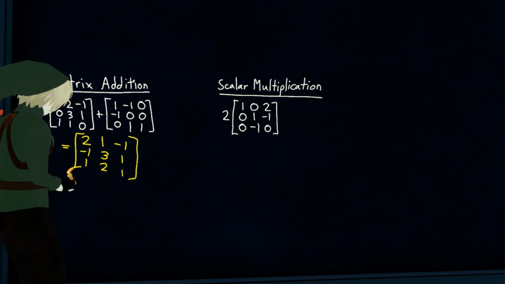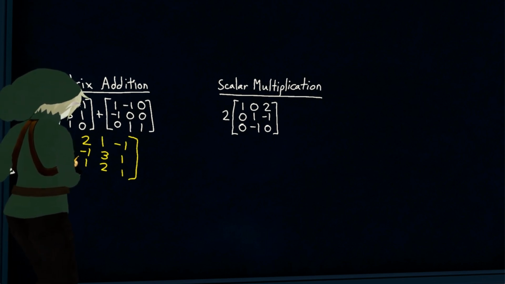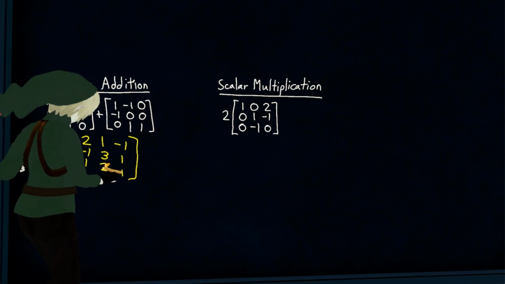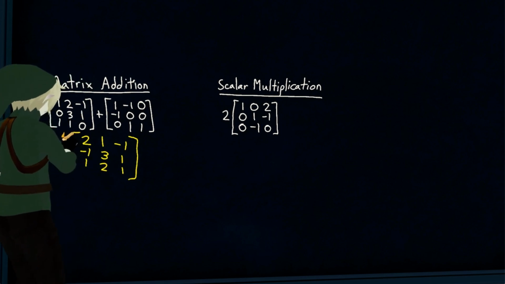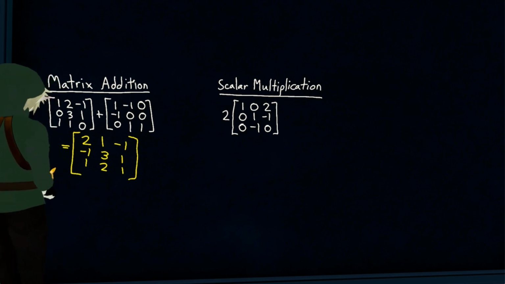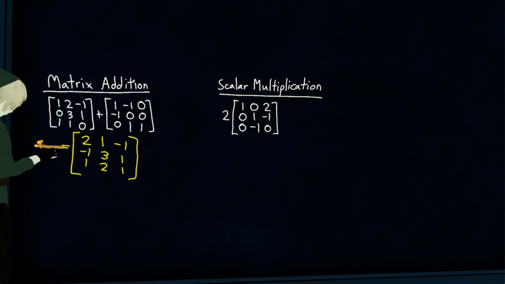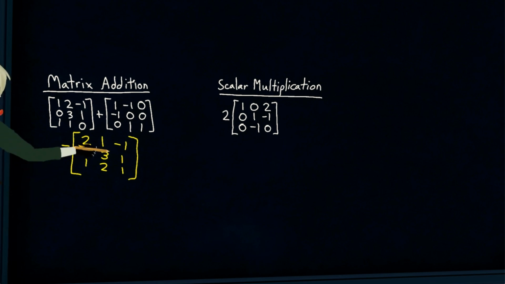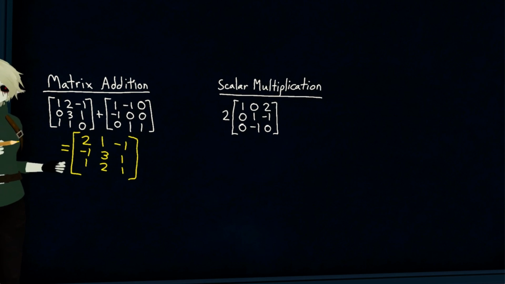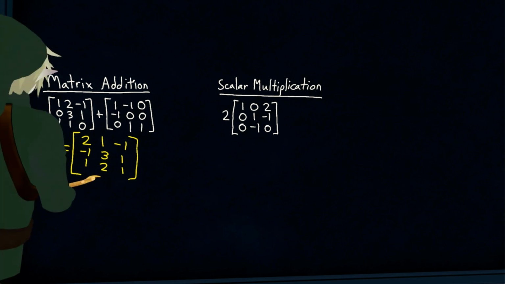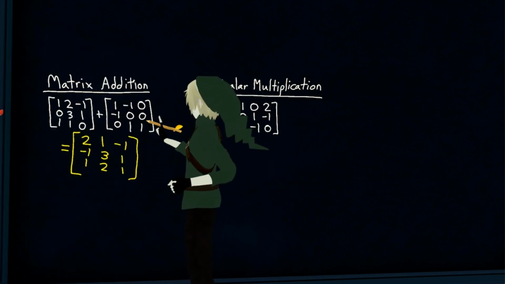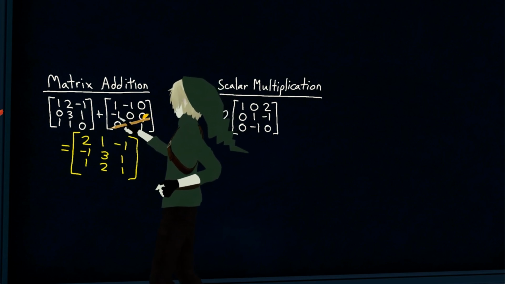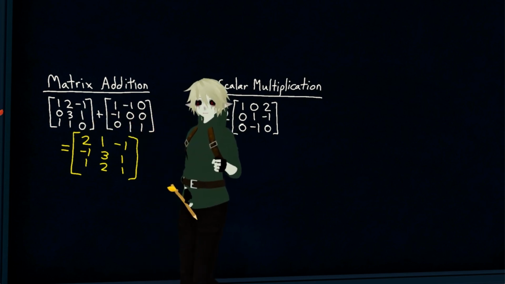I drew it very crooked because I am literally sideways because of my room. That should look nicer. There you go. Okay. So this is our answer. That's it. It's very straightforward. So matrix addition, you just add up the corresponding entries.